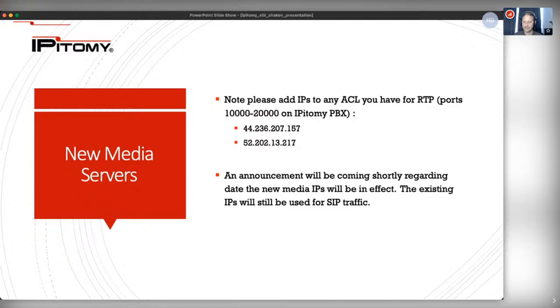Also, for any dealers that are here, I wanted to let them know, if anybody has an ACL on their media for RTP, which is typically 10,000 through 20,000, we don't actually recommend that you lock down those ports. But if you have an ACL on them, then you're going to need to allow those 2 new IPs, and an announcement's going to be coming shortly that we're going to be using those. Basically to support more traffic on our servers, and we're going to be able to validate the call quality a little bit better.